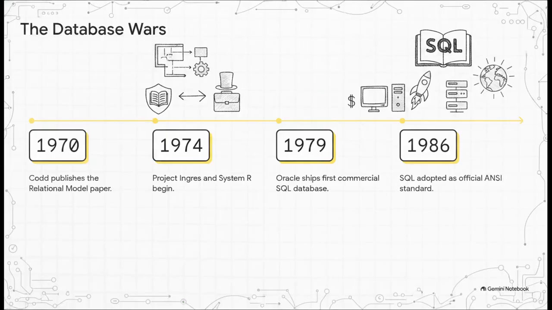Naturally, this sparked a fierce decade-long race. On one side, you had UC Berkeley's Project Ingres, proving the model worked in academia, while on the other, IBM's System R was acting as a top-secret corporate skunkworks. But here's the kicker. IBM hesitated. They were terrified this new tech would kill their existing, highly profitable database revenue.